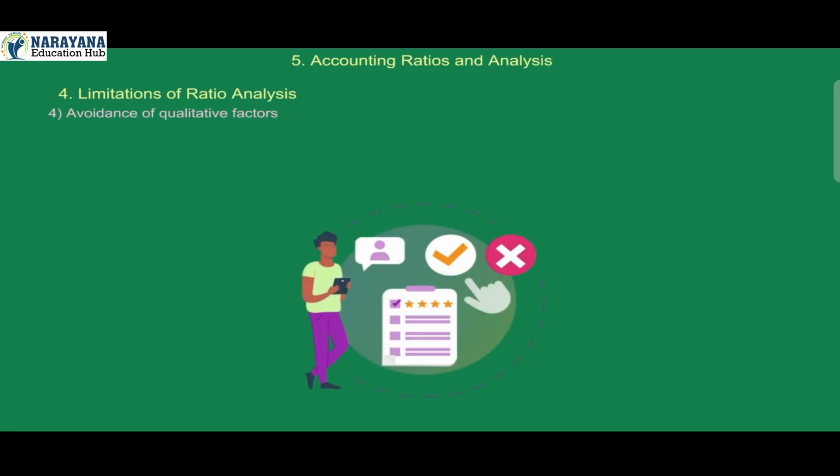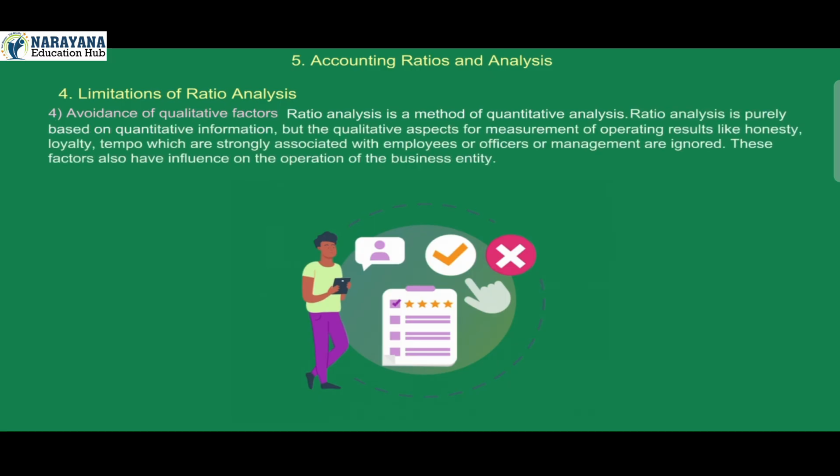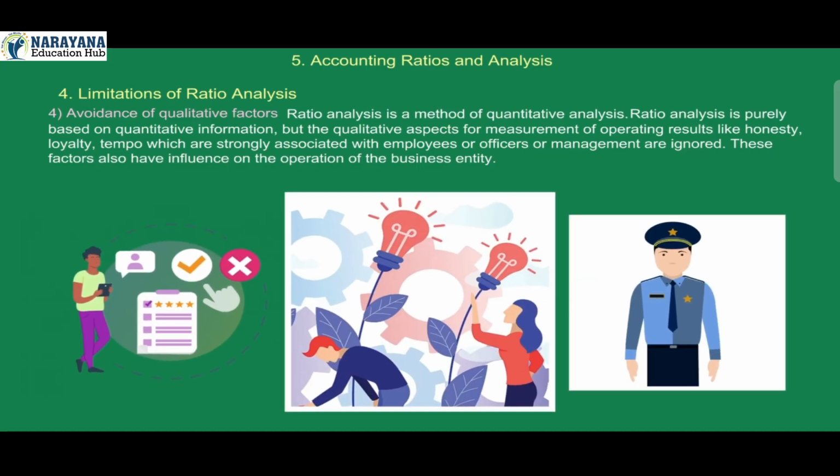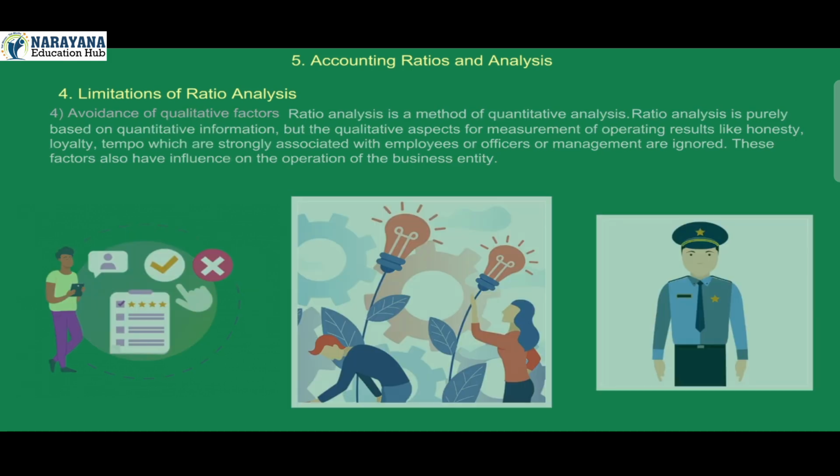4. Avoidance of qualitative factors. Ratio analysis is a method of quantitative analysis. Ratio analysis is purely based on quantitative information, but the qualitative aspects for measurement of operating results like honesty, loyalty, tempo, which are strongly associated with employees or officials or management, are ignored. These factors also have influence on the operation of the business entity.